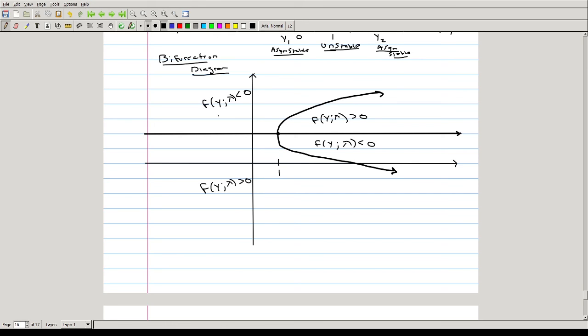So for any fixed value of lambda less than 1, you're going to recover exactly the phase line diagram that we talked about before, where f of y, lambda is negative here, so the function is decreasing, and f of y, lambda is positive here, so the function is increasing. And this holds all the way up to and including the point lambda equals 1.